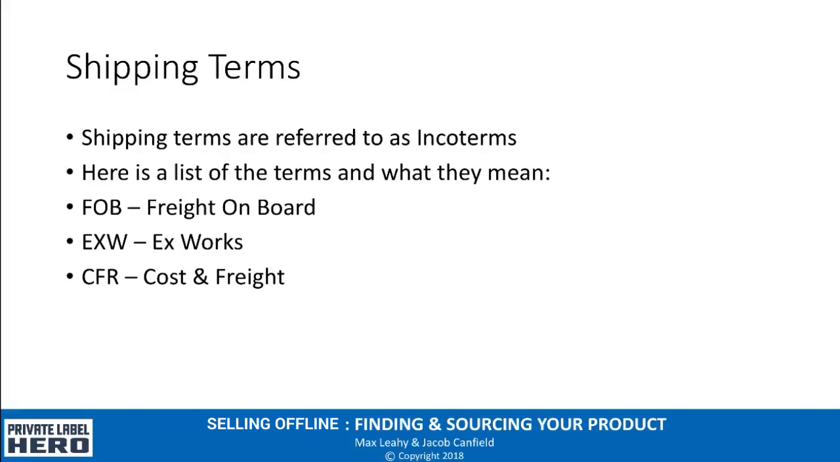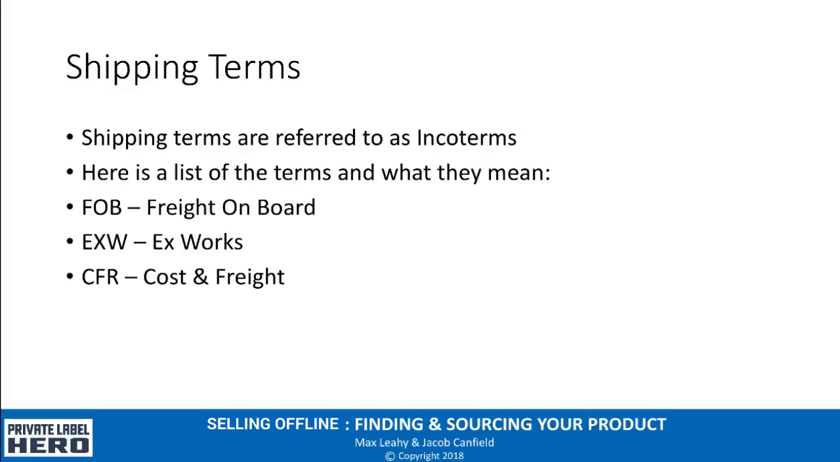The next one is EXW, stands for Ex Works. This means the manufacturer will ship your order from their factory. This is great if you're shipping by air, not so great if you're shipping by sea. If this is the shipping term the manufacturer gives you, and you're still shipping by sea, you will need to arrange your own transport from their facility to the port, which can become very pricey.